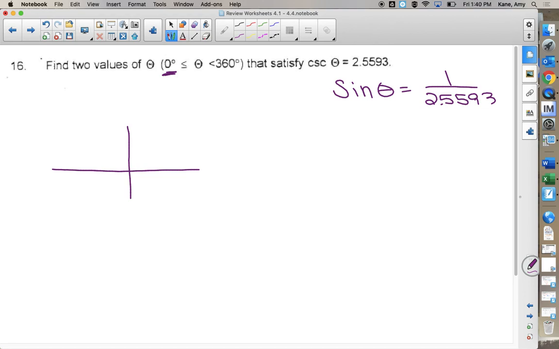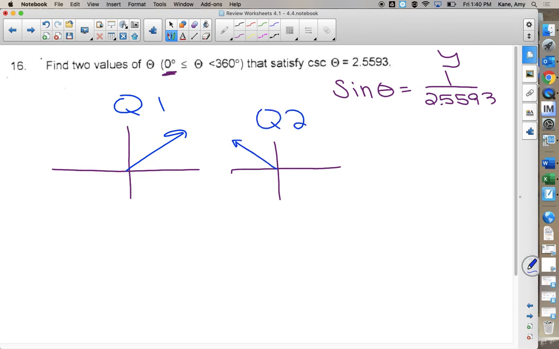So if we have sine, and it's equal to a positive number, sine is y. Katie, where is sine positive? Quadrant 1. And where else is y positive? 2, yeah. So if sine is y and y is positive, my answers need to be above the x-axis, because that's where y would be positive. So I just separated instead of drawing them together. So now you can use your calculator.